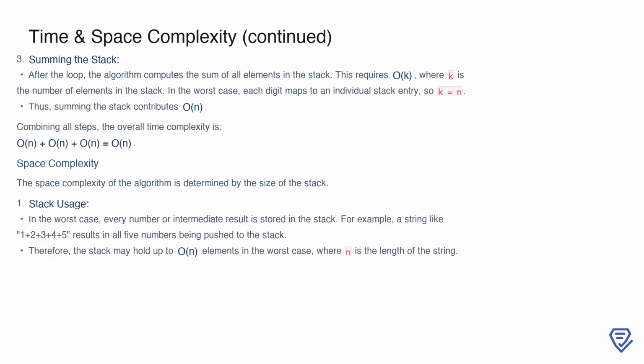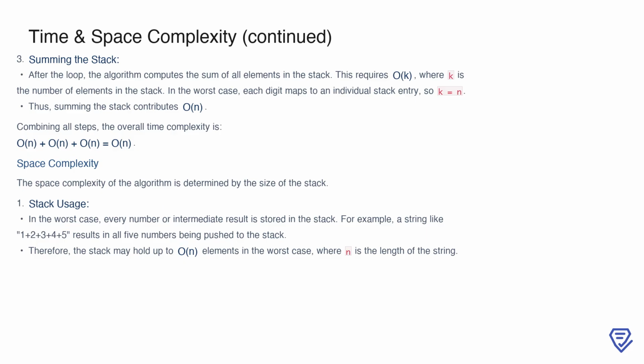After the main loop finishes processing the string, the algorithm computes the sum of all elements in the stack. Summing the stack involves iterating through its elements, which takes O(k) time, where k is the number of elements in the stack. In the worst-case scenario, each digit could correspond to a separate entry in the stack, meaning k equals n. Therefore, this step contributes O(n) as well. When we combine all these steps, digit parsing, operator handling, and summing the stack, the total time complexity becomes O(n) plus O(n) plus O(n), which simplifies to O(n).